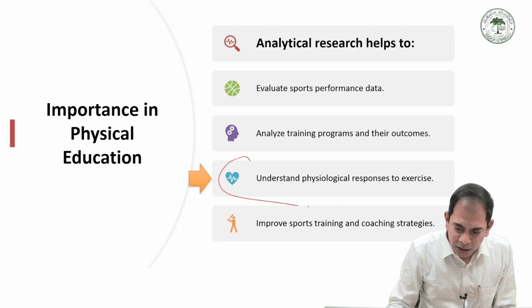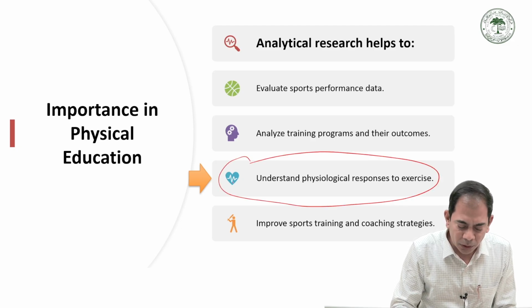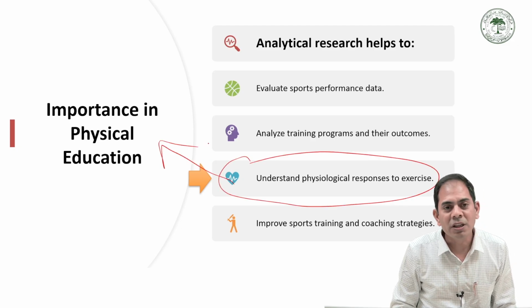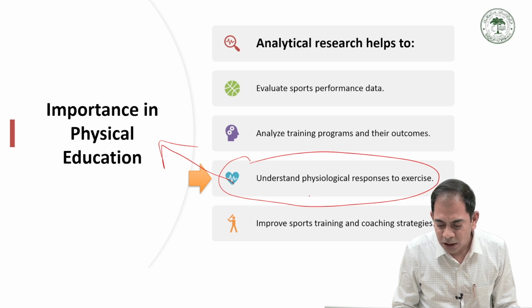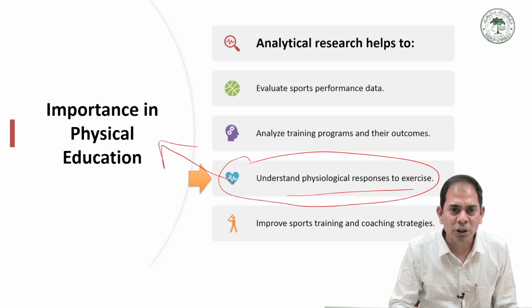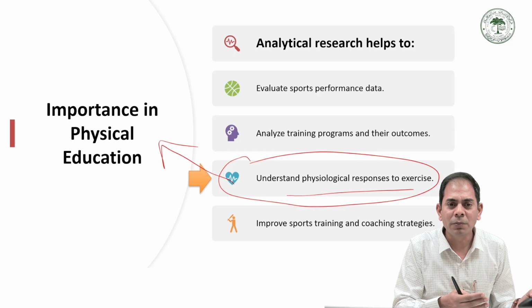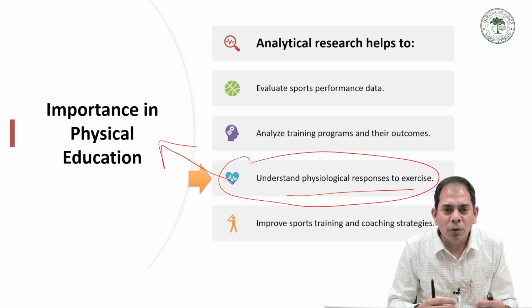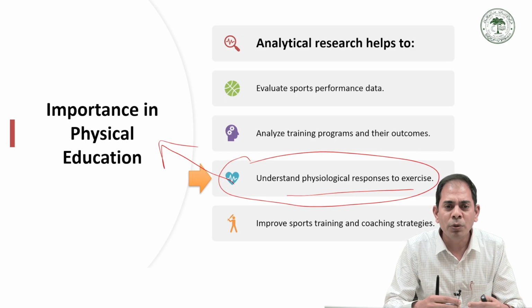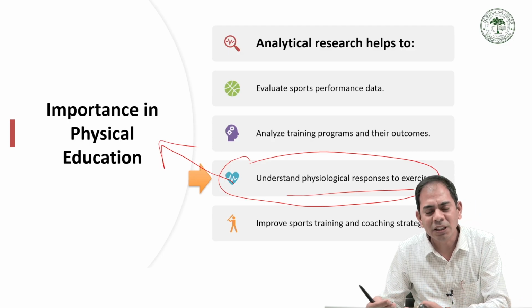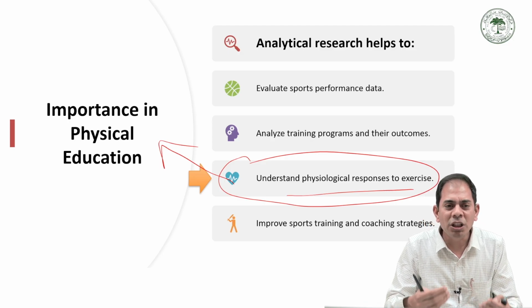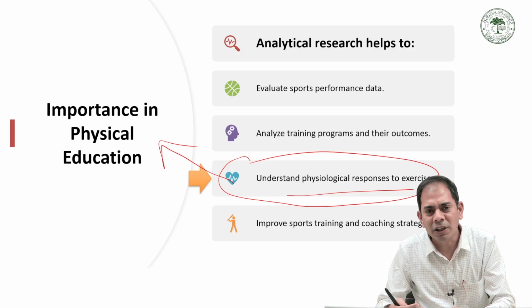Next important thing is analytical research in the field of physical education, where we look at the physiological response to exercise, biomechanical response to exercise, and psychological response to exercise, because physical activity has an effect on different parameters. This means how the body's physiology responds to exercise, how the body works in different exercises, and how your psychology changes in different situations with different types of exercise.